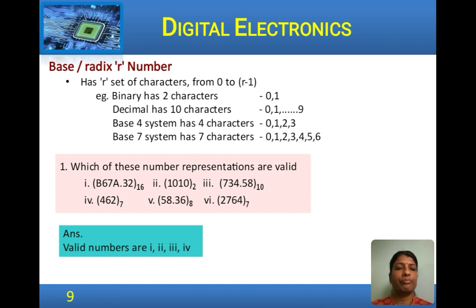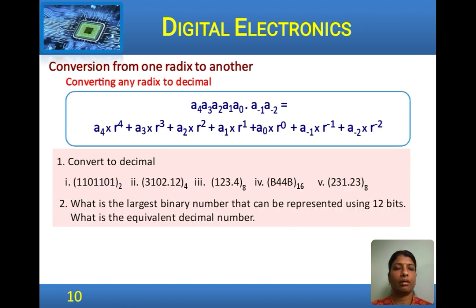check your answers. Why is subdivision 5 an invalid number? Because it is 58.36 to the base 8. Base 8, the valid digits are 0 to 7. So 8 is an invalid octal digit. Similarly, in the next example, 2764 to the base 7. Base is 7, valid digits are from 0 to 6. So, the 7 is not a valid digit.